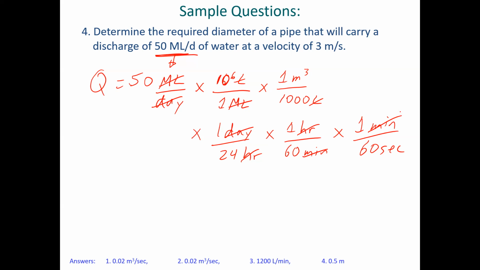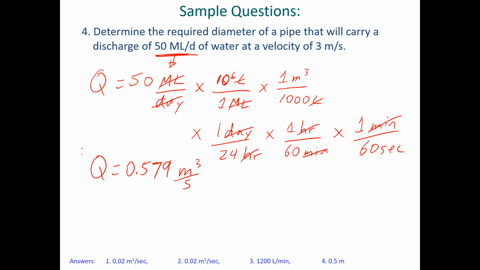Let's start at the beginning again. Hold on a second, there we go. Then I'm dividing that by 24, then dividing that by 60, and then dividing that by 60 one more time. Okay, so I finally have my Q, which is 0.579, and what is left over is cubic meters per second.